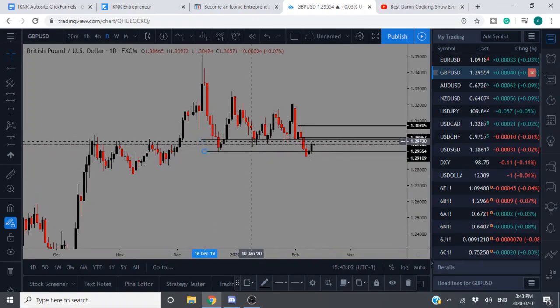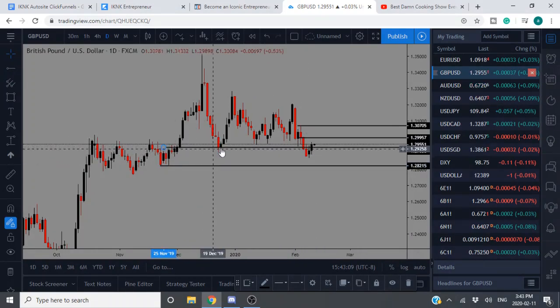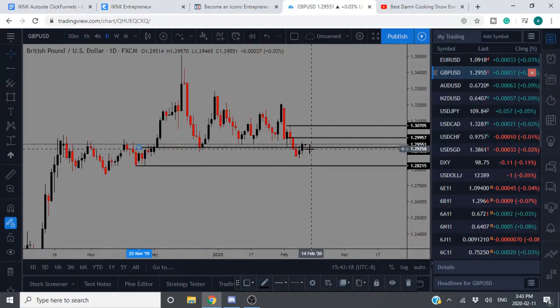This drop-base-rally was tested once, twice, three times, and then four times and then broke, which is kind of a retest of this demand zone. I'm not really interested in buying down here. It's not that great. I think it's just been tested. It's a really ugly pair, but we are starting to see those buyers trying to step in.